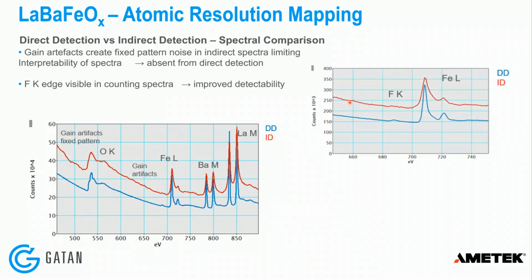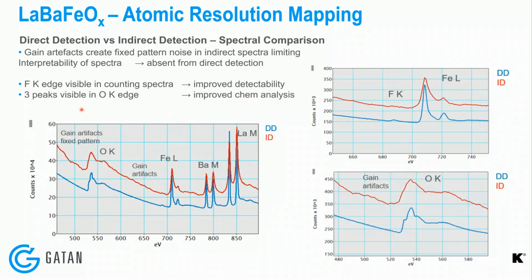So the example here is that we actually have fluorine in this sample, and you can confidently say that you have fluorine if you look at the counting data, because you have this very smooth background and then this post-edge smooth region. So we obviously have a feature here between 680 and 700 eV, which is a trace signature of fluorine. We can't really say that with any confidence in the indirect detector data. So by doing direct detection, counting EELS, we've improved the detectability of the fluorine.